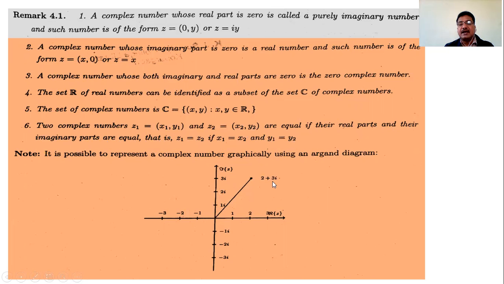We can represent a complex number graphically. This 2 plus 3i, that is ordered pair (2, 3), on the x-axis the distance is 2 and on the y-axis the distance is 3. So the ordered pair (2, 3) is the number 2 plus 3i. So we can represent a complex number graphically by using this Argand diagram.